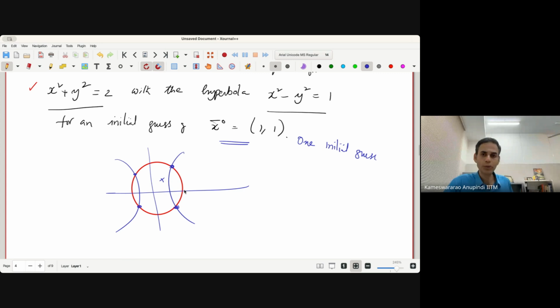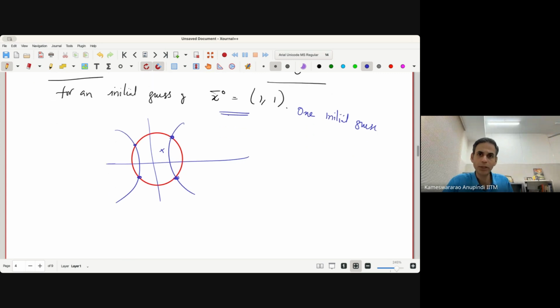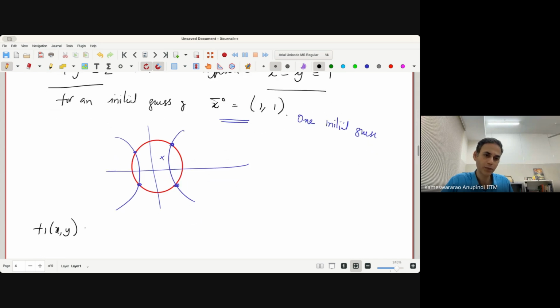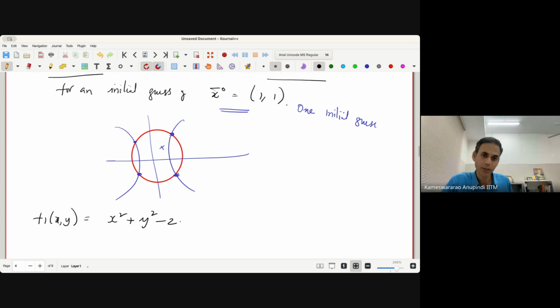Fine. So how do we solve this problem? The first function is f1 of x comma y. Instead of x1, x2, I have x comma y. This is going to be x square plus y square minus 2 equals 0.